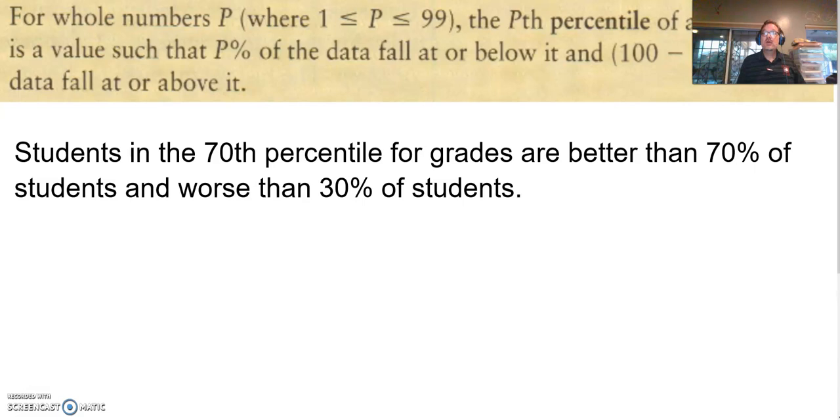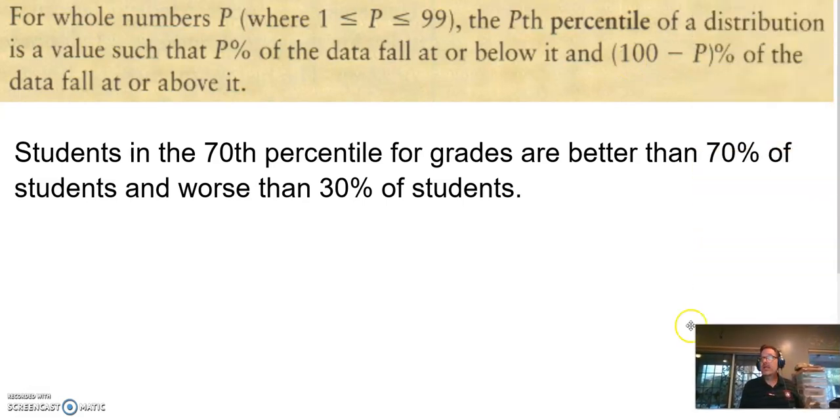What do they mean? Well, if I give you a whole number, P, any number, it's a percentile of a distribution. What that means is P% of the data is below whatever my percentile is, and 100 minus P, because 100% is everything, is above it. So if I tell you you are in the 70th percentile for grades, you are better than 70% of the students in school, but you are worse than 30% of the students in school. That's what a percentile is.